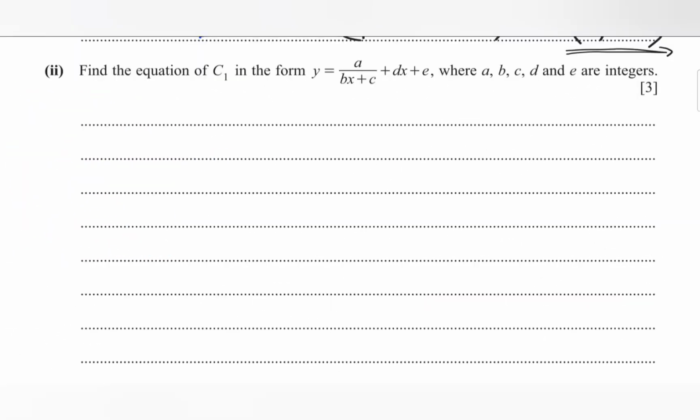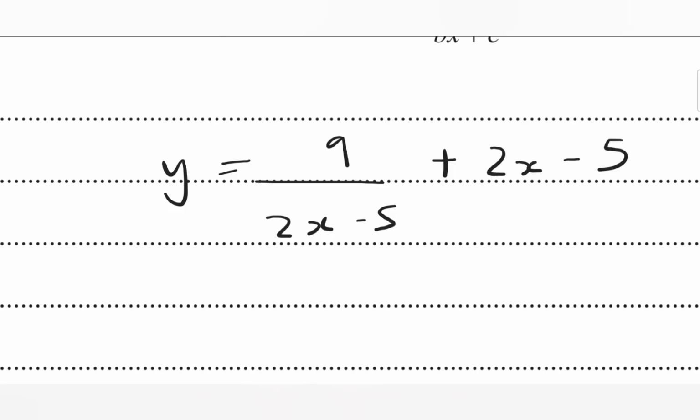And for the second part of this question, it's saying find the equation of C1 in the form y equals a over bx plus c, plus dx plus e, where a, b, c, d, and e are integers. Right? A, b, c, d, and e are just numbers. And so for this, we're going to try and use the original equation. y equals 9 over 2x minus 5, plus 2x minus 5.